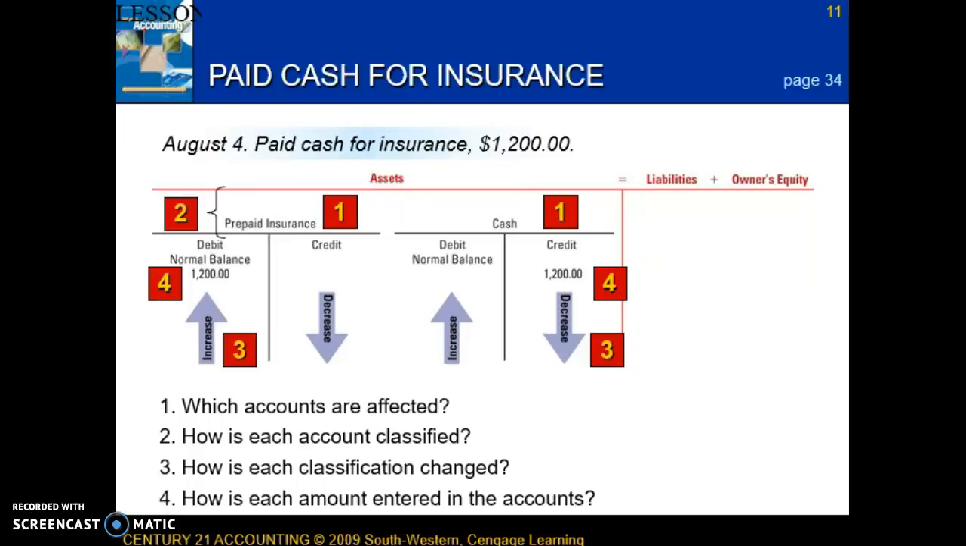August 4th, paid cash for insurance. This is the same example as earlier where two accounts could both be assets. So which accounts are affected? Since we paid cash for insurance, it's going to be cash, and then our other account, which is prepaid insurance. Now make sure you write prepaid insurance, not just insurance, because the correct account title is prepaid insurance. Both of these are assets. How is each classification change? Well, we're increasing the amount of prepaid insurance we have, so that is a debit. And our cash, since we are paying cash, it's going to be a credit, so we'll put them in there as our debits and our credits.